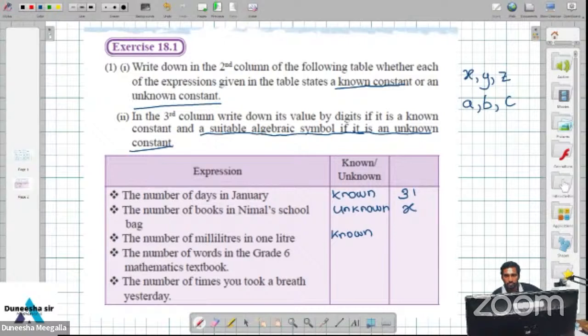සර් අපිට මේකේ unknown එකට කැමති algebraic symbol එකක් දාන්න පුළුවන් simple ලකුණක්. Oh, any simple letter you can use. A, B, A to Z use කරන්න පුළුවන්. Okay sir, thank you sir. Okay.